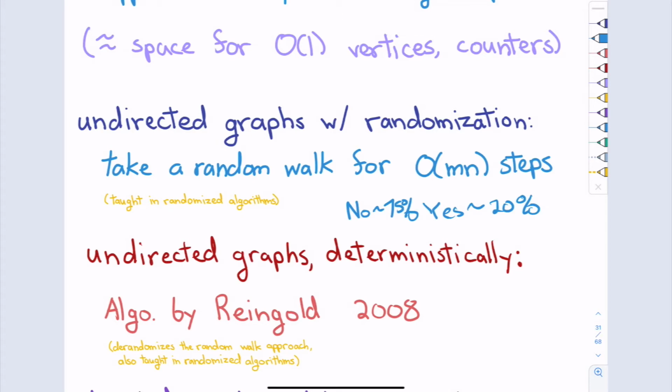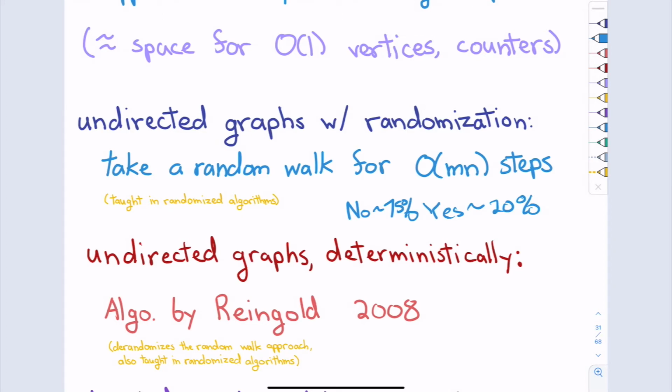And it was only answered fairly recently given how basic this problem is. 2008. Okay. It turns out you can take the randomized algorithms approach, the randomized walk approach, and you can actually de-randomize it. What does that mean? There's some technical details, but it's one of the things we talk about in the randomized algorithms course. But it's unbelievable.